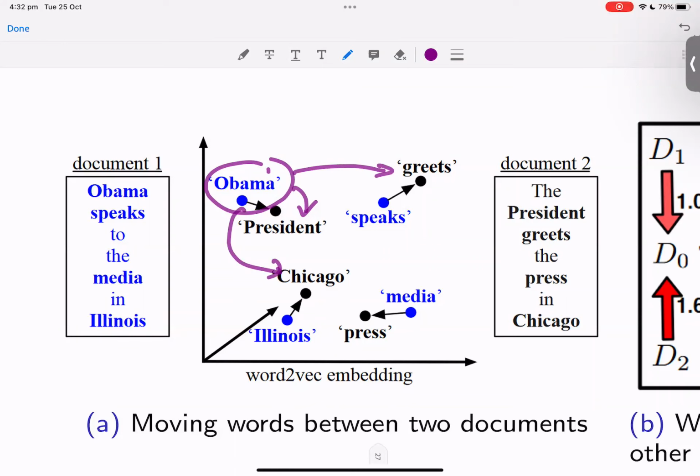It's easier for you to go from Obama to president. And so if you want to move mass from the document on the left to the document on the right, it's probably more useful to move mass from Obama to president than it is to move from Obama to Greece or press. Does that make sense? Cool.